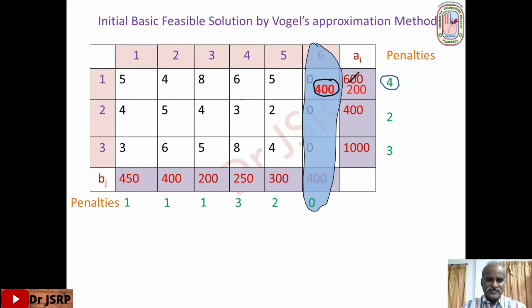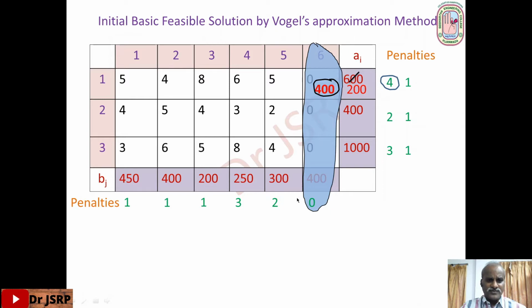Okay, right. Repeat the same process. Since the column constraint is removed from the table, the row differences may change, but the column differences remain the same. So find the row differences. First row, least cost 4, next least 5, difference 1. Second row, least cost 2, next least 3, difference 1. Third row, least cost 3, next least 4, difference 1. So these are the row penalties for the remaining reduced transportation table.